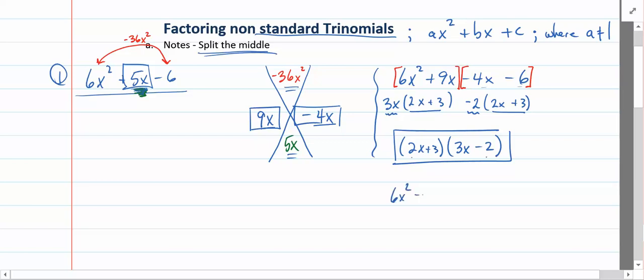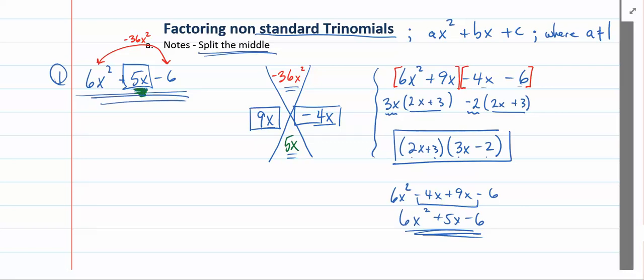2x times negative 2 is negative 4x. 3 times 3x is positive 9x. 3 times negative 2 is negative 6. When these two middle terms combine together, since they're like terms, we have 6x squared plus 5x minus 6, which again matches the original problem that we had.